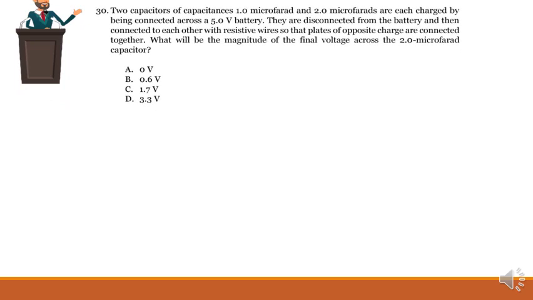Here we have the last question. I read: two capacitors of capacitances 1.0 microfarad and 2.0 microfarad are each charged by being connected across a 5.0 volt battery. They are disconnected from the battery and then connected to each other with resistive wires so that plates of opposite charge are connected together. What will be the magnitude of the final voltage across the 2.0 microfarad capacitor? So we are required to calculate the magnitude of the final voltage across the 2.0 microfarad capacitor.